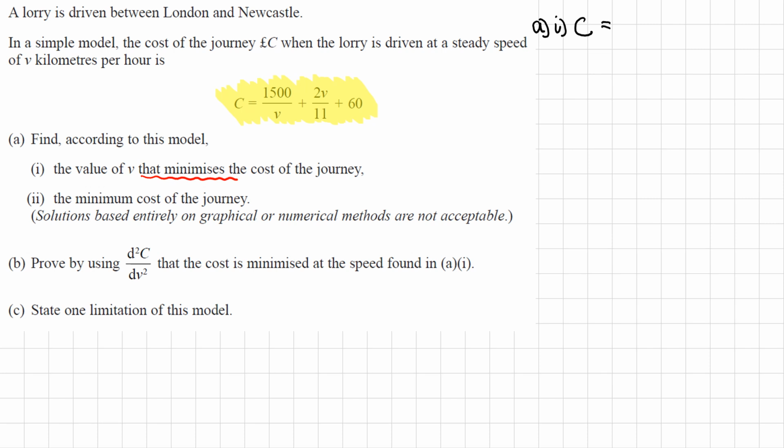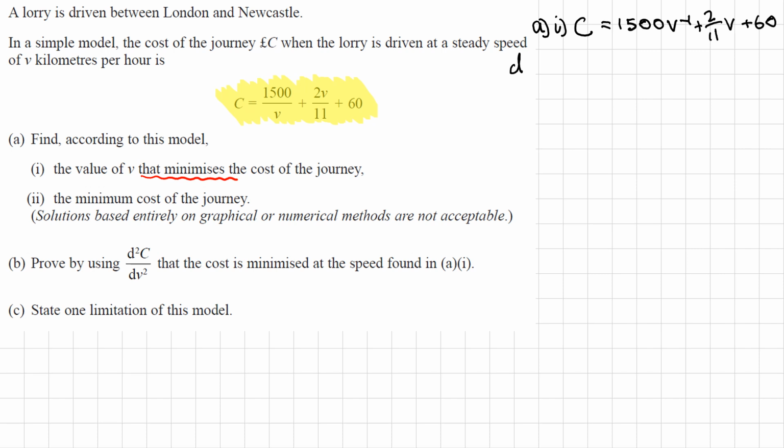But the first thing I'm going to do is to write this in a form that makes it easier to differentiate. So rather than 1500 over V, I'm going to write 1500 V to the power negative 1. Then the second term I'll write as 2 over 11 and then put the V to the side, plus 60.